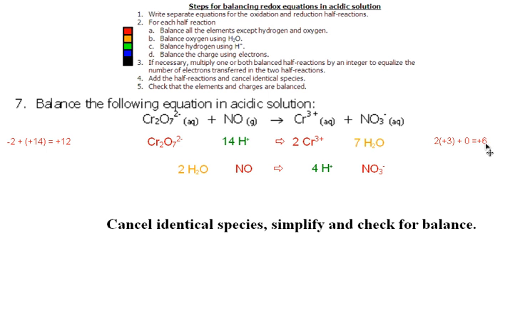We need to add electrons to one of these sides to get the charges equal. Now, if we add electrons on this side, it'll slowly bring this positive 12 down. How many electrons should we add to get it to equal the other side? The answer is 6 electrons.